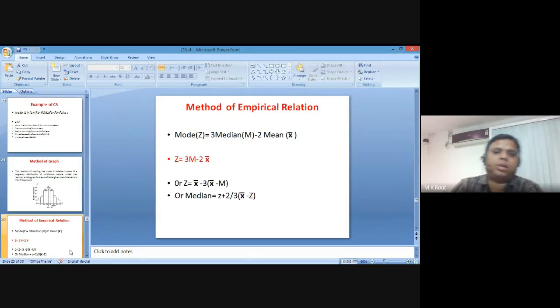This is the last method, empirical relations. Just note down, these are the most important formulas. Mode equals 3 median minus 2 mean, or you can simplify this one. Z stands for mode, that equals 3 median minus 2 mean. Or, mode equals mean minus 3 into mean minus median. If you calculate the median, that equals Z plus 2 by 3 into mean minus mode. Just note down the formulas, then we'll solve some examples.